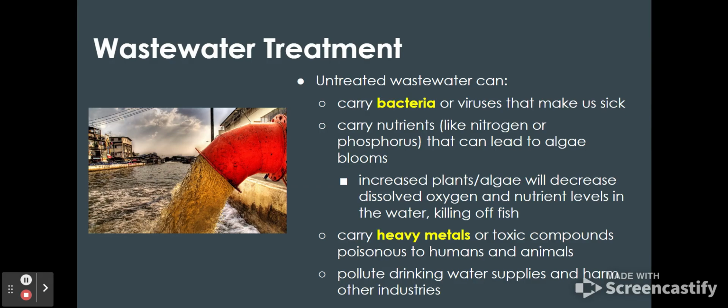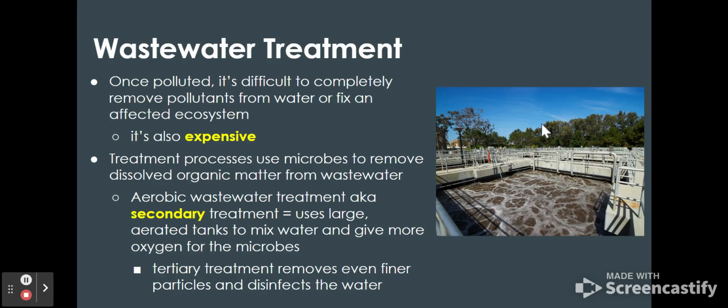They carry nutrients like nitrogen and phosphorus that can lead to algae blooms, where those increased plants and algae decrease the dissolved oxygen and nutrient levels in the water, which would kill off fish and hurt ecosystems. They can carry heavy metals or toxic compounds that are poisonous to humans and animals, and they can pollute drinking water supplies and harm other industries that use that water. So once polluted, it's really difficult to remove pollutants from water or fix an affected ecosystem, and it's also really expensive.